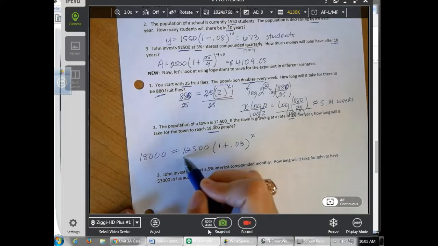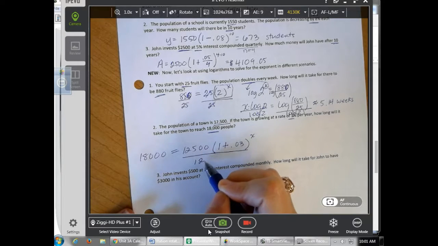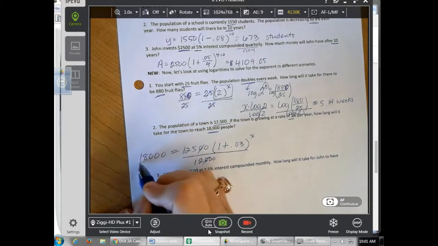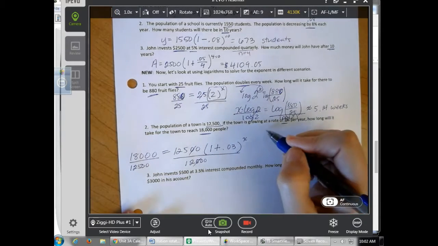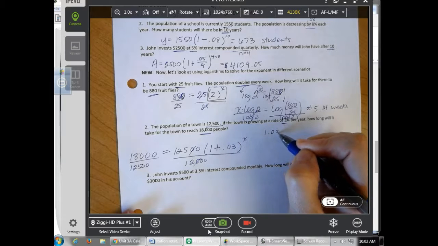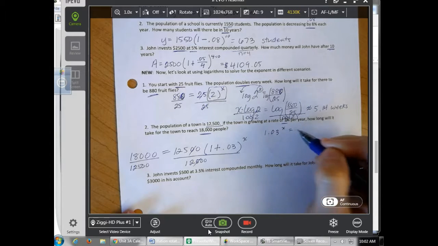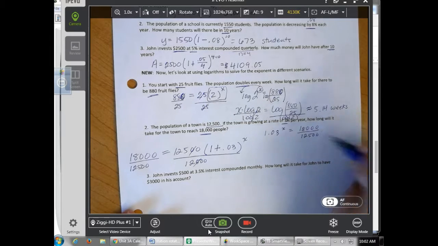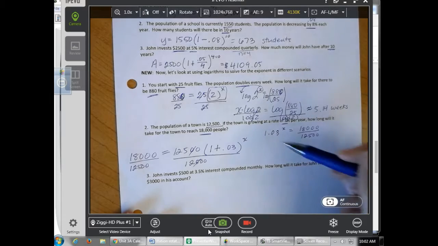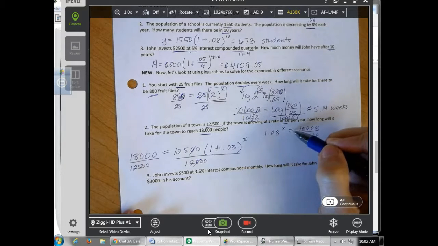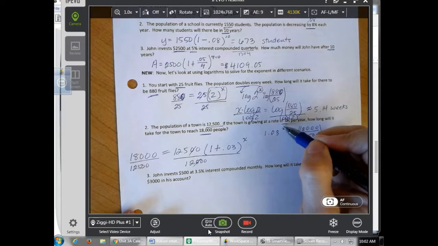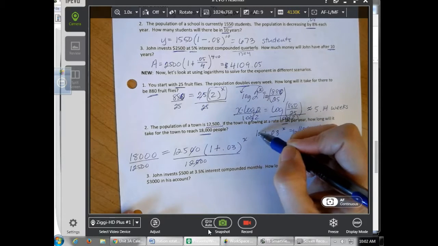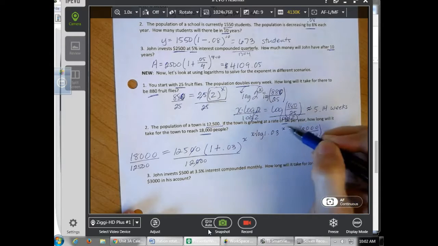So I'm going to start by dividing both sides by 12,500. So I'm getting rid of that. Then I'll tidy it up a little bit. 1.03 to the x is equal to 18,000 divided by 12,500. Now I can take the log of both sides. That's our goal here. So I'm going to take the log over here, and don't forget to put that in parentheses. And then the x will come down front when I take the log over here. So I'll just combine that step.